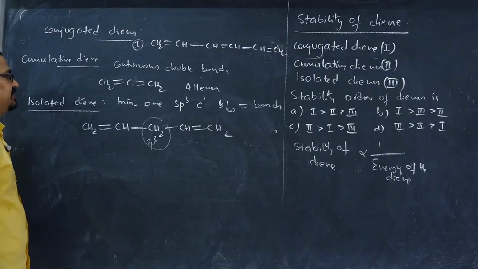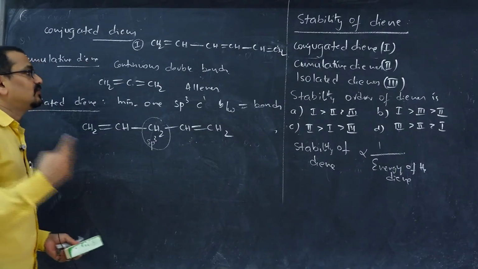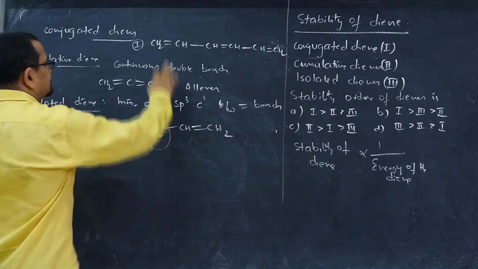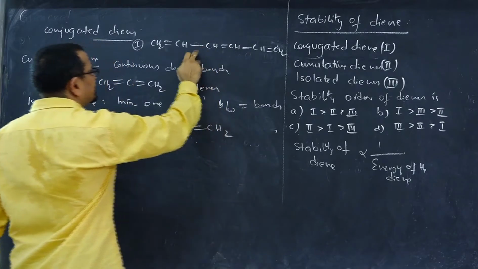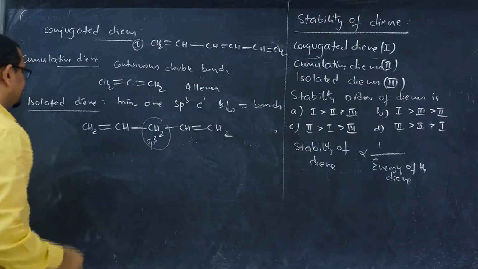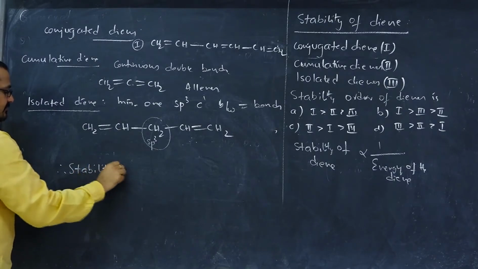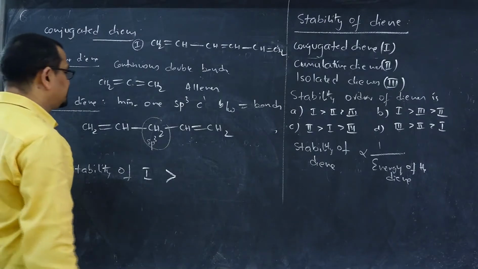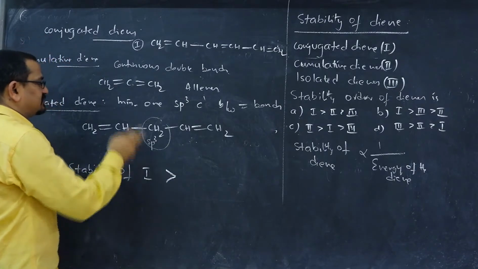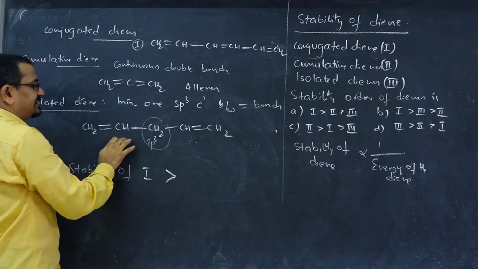Now among the three, in which case does the resonance phenomenon stabilize the molecule more, meaning delocalization of pi bonds? Delocalization of pi bonds and stability is more pronounced in conjugated dienes. Therefore, stability of 1 is greater than the others.